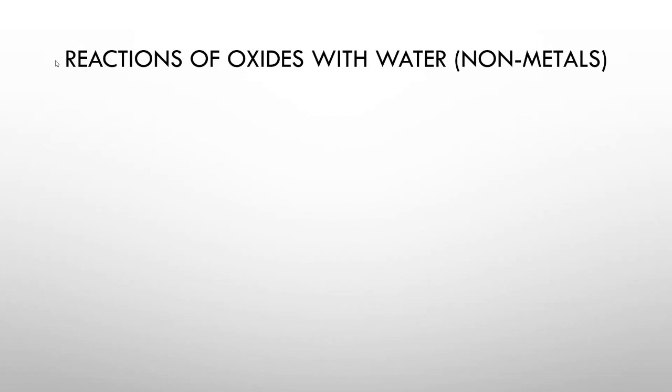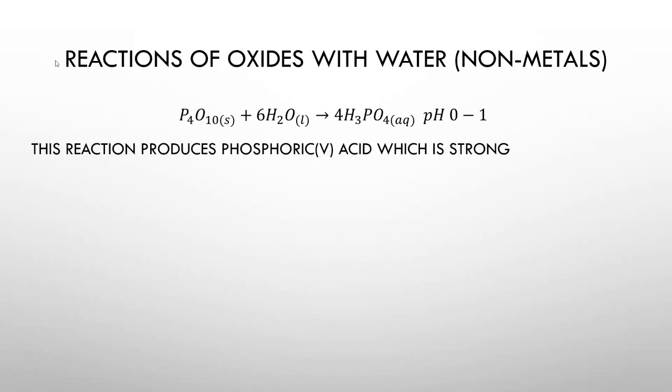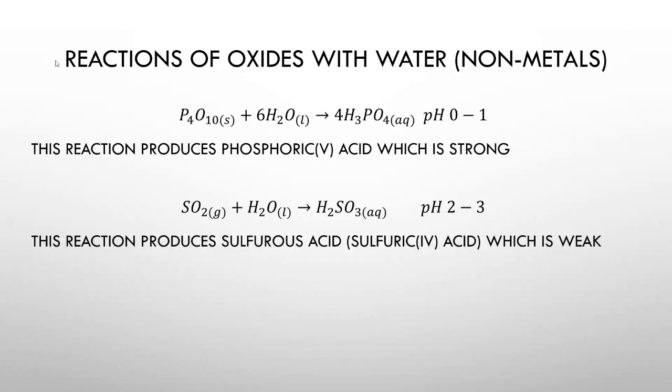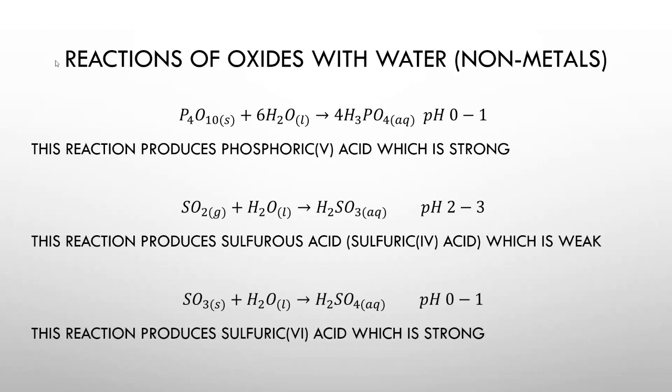So let's look at the other oxides. Phosphorus oxide forms phosphoric acid with a pH of 0 to 1, and the acid is strong. SO2 forms H2SO3 with a pH of 2 to 3, and the acid is called sulfurous or sulfuric(IV) acid, where that IV represents the oxidation state of sulfur, and that acid is weak, so that's why the pH is a bit higher. And sulfur trioxide forms sulfuric(VI) acid with a pH of 0 to 1, and that is a strong acid.